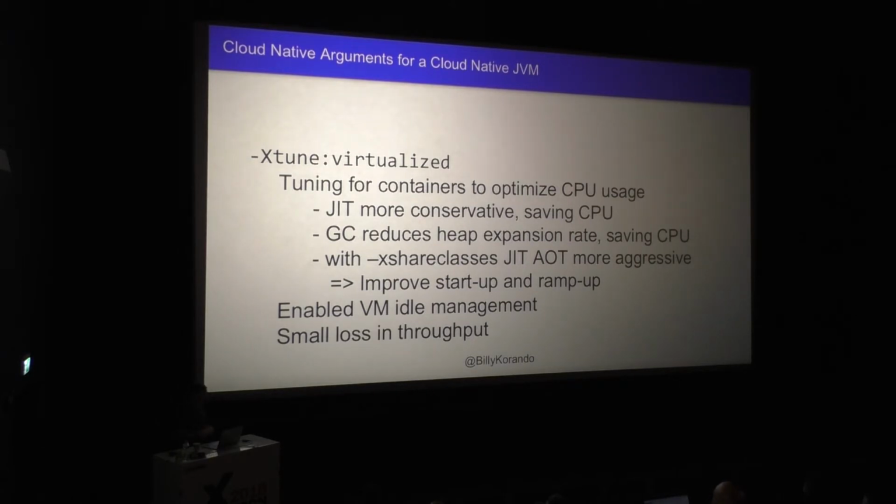The other thing this virtualized option does is enable VM idle management to help recognize the idle state better and minimize the CPU usage and memory usage. So all of that comes at a small cost in terms of loss in throughput. And obviously the J9 development team try and minimize that cost so that it's outweighed very much so by the gains.